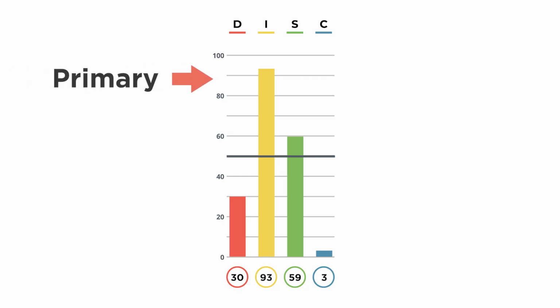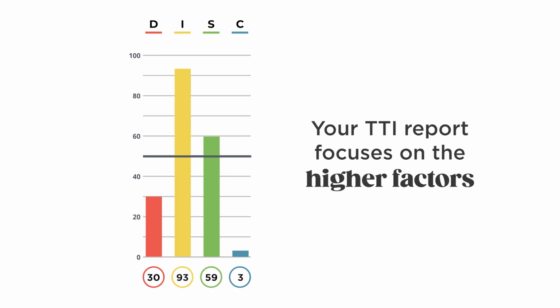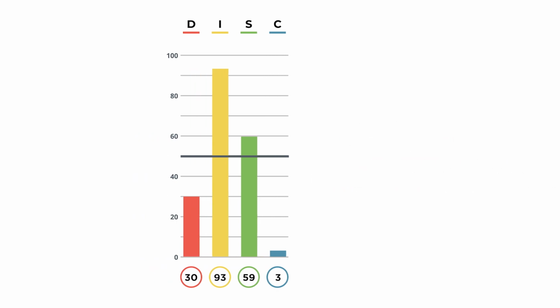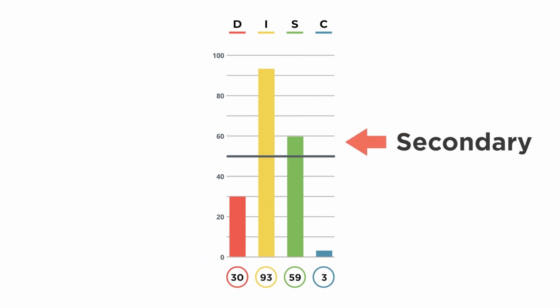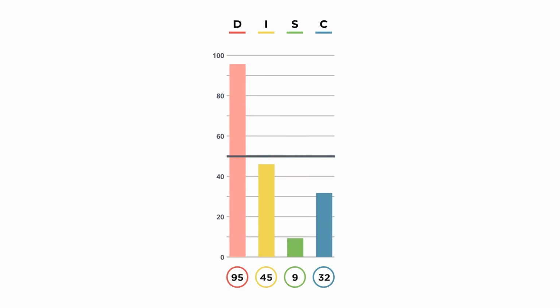Your primary behavioral style is the highest score above the energy line. This represents the behavioral factor that shows up most strongly in your observable style. Scores below the energy line are important and most likely still observable. Note, your TTI report focuses on the higher factors. Look to see whether there is a second score above the energy line. If there is, the second highest score above the energy line is your secondary behavioral style. It is the next most dominant style after your primary. If only one score is above the energy line, then you have a pure behavioral style.